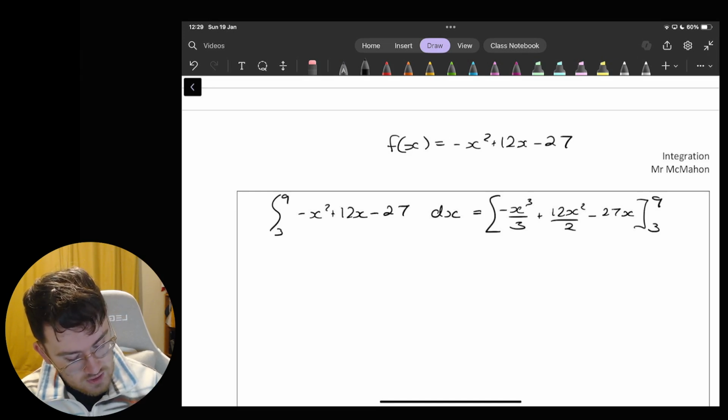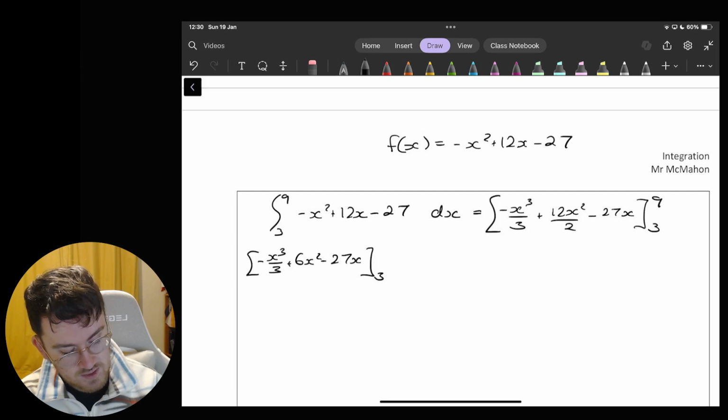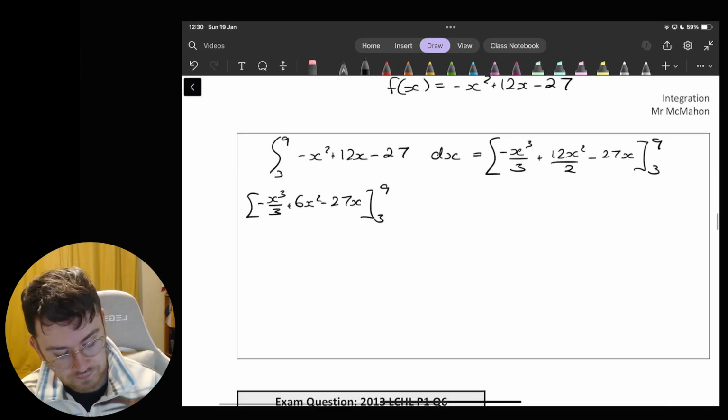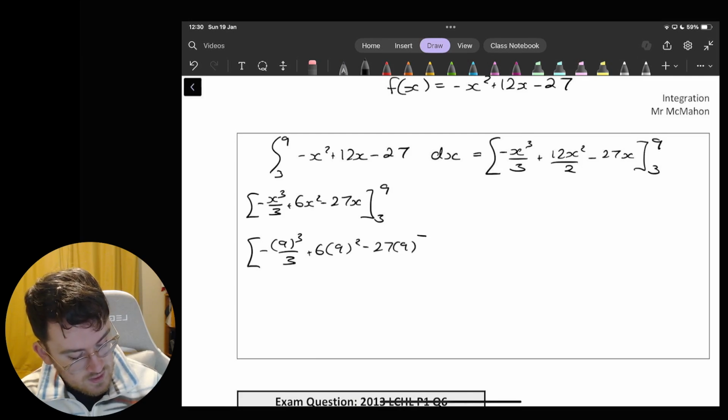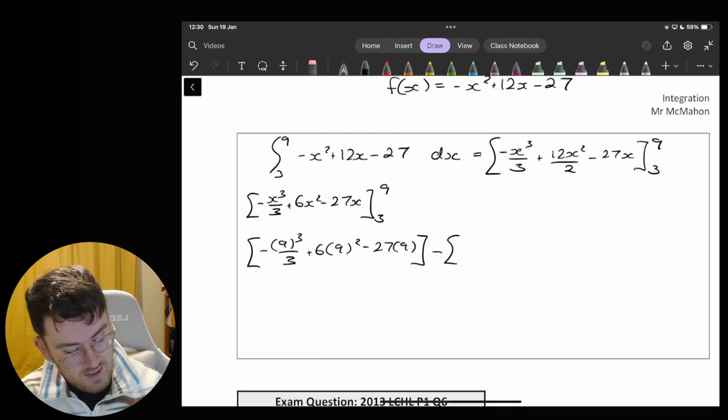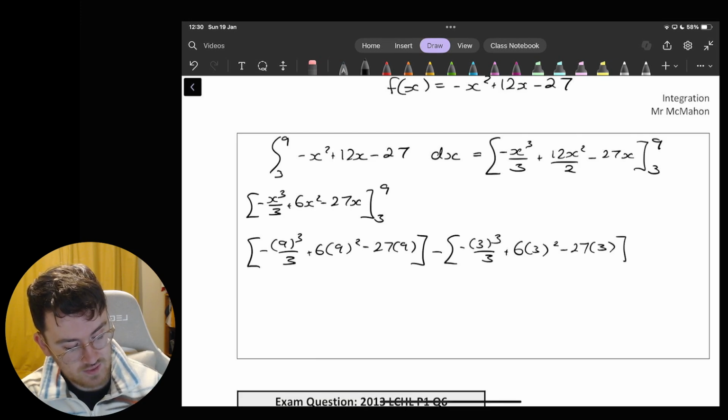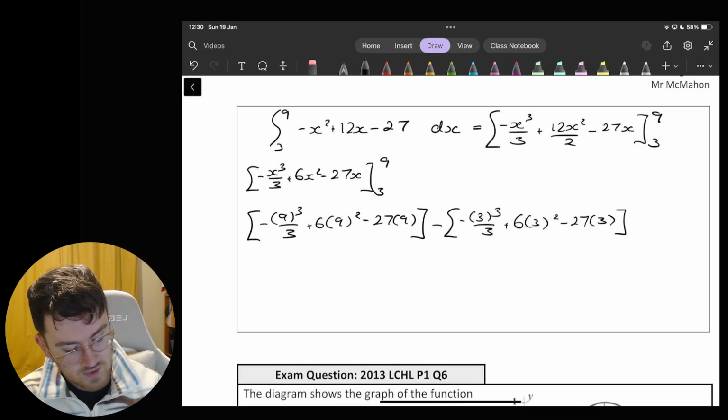Okay, so let's just reduce that down a little bit. So minus x cubed over 3 plus 6x squared minus 27x, and again, as we said, to evaluate at 9 and 3. So looking at that, minus 9 cubed over 3 plus 6 times 9 squared minus 27 times 9, and we subtract then the area for 3. Again, that calculation, the same as we've been doing before. Okay, we've seen this in our definite integrals, really, this idea of evaluating my integral. So it's no different there.